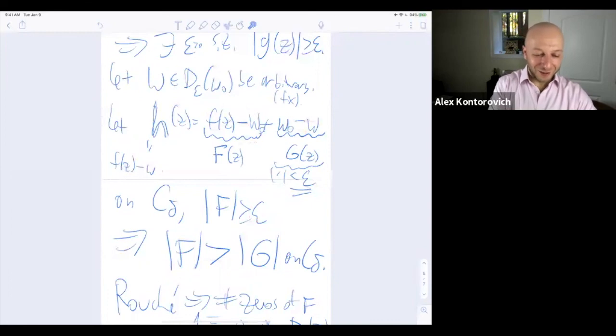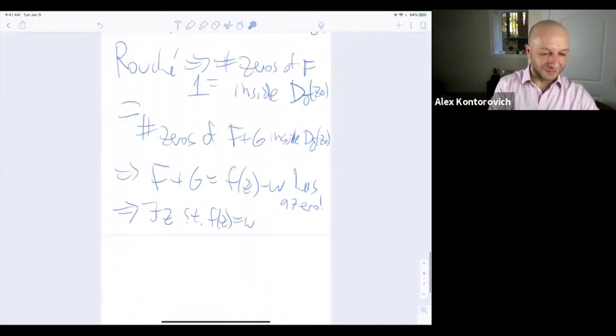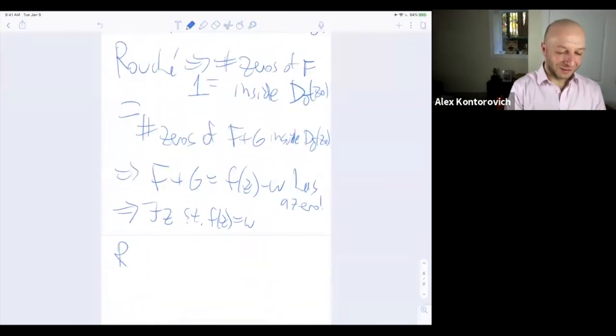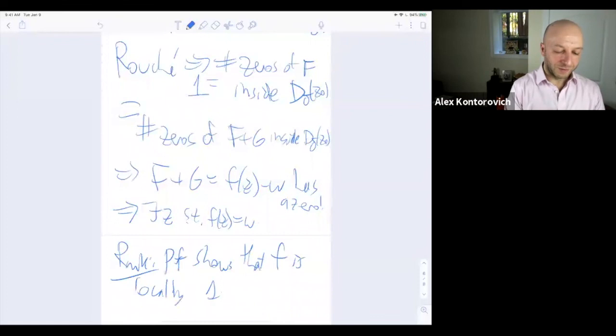So they have the same number of zeros. This one has a 0 exactly at w0. This one also has a 0, which is, by the way, unique, which is a slightly stronger theorem. It's locally one-to-one. Not only is it locally open, it's also locally one-to-one. Let's remark: the proof shows that f is locally one-to-one.